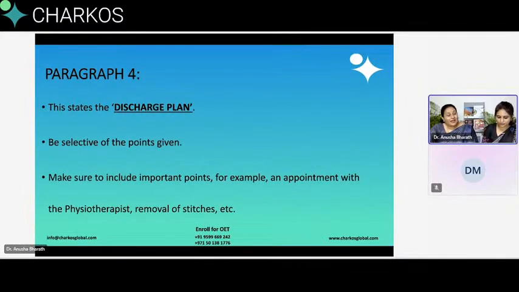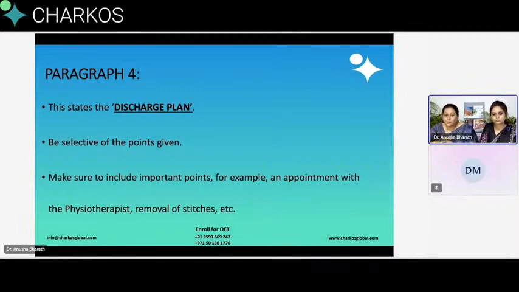When we look at paragraph 4, it is exclusively for the discharge plan, and we did mention it earlier also. Keep one thing in mind: you should not use everything that is mentioned in the case note. You have to be clever enough in choosing the points and eliminating what is not required. So you have to be very selective in choosing the points to mention in this particular discharge plan paragraph.